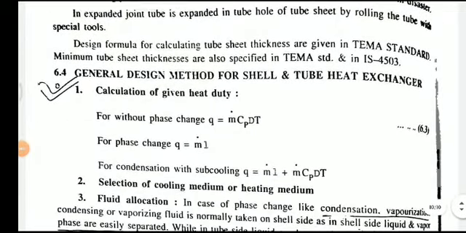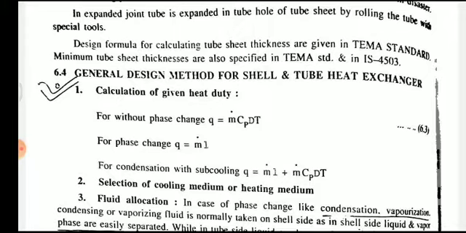Now, the next important point is a general design method for shell and tube heat exchanger. If we have to design a general heat exchanger, there are a number of parameters we have to consider. First, in designing a shell and tube heat exchanger, we calculate the heat duty, how much heat is supplied to the heat exchanger.